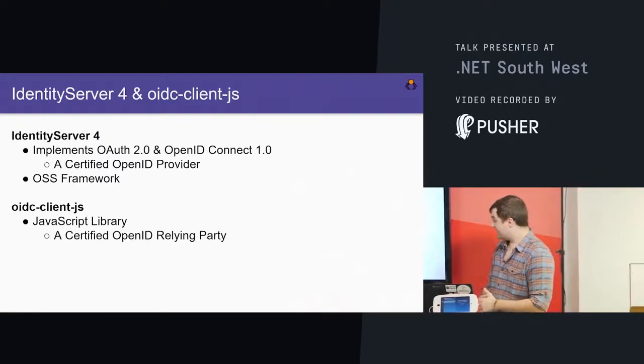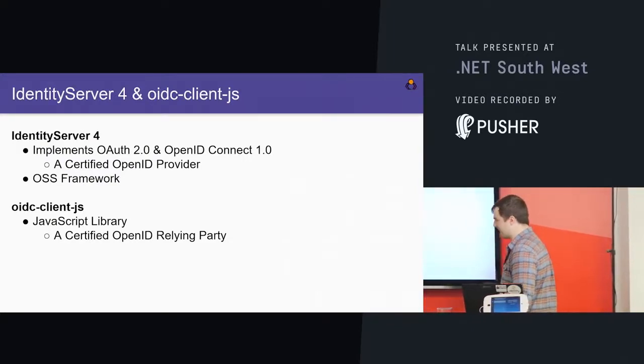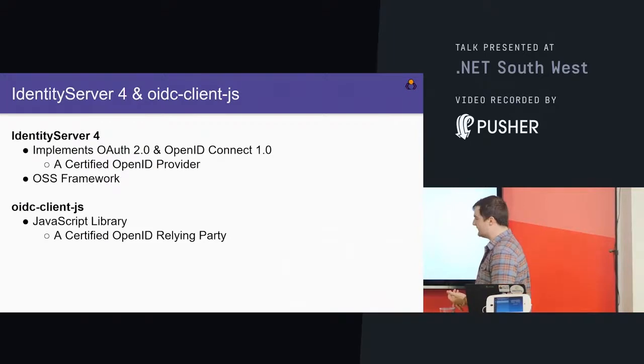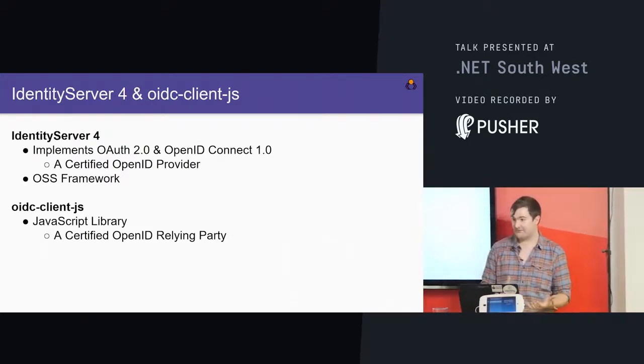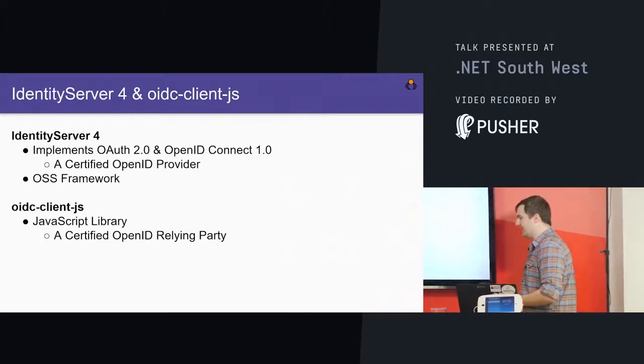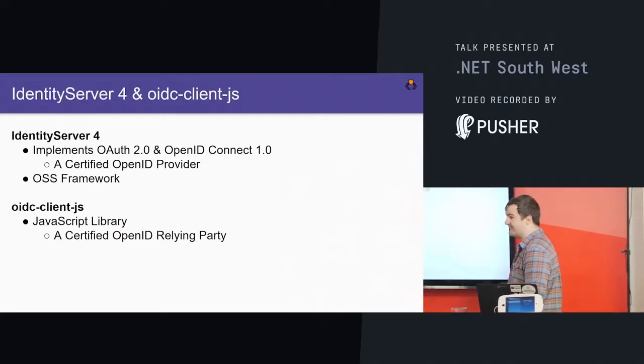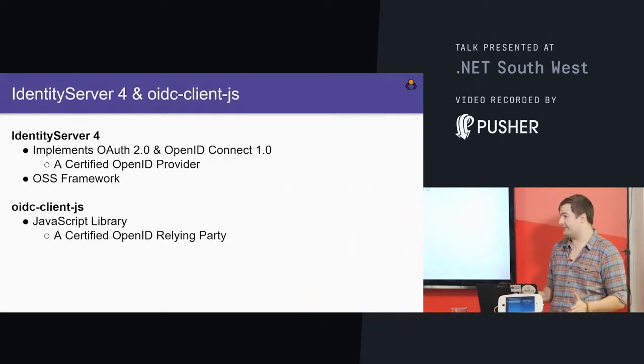And for the SPA itself, we're going to use another library, written by Brock Allen, called OIDC Client.js. Again, this is certified as a relying party, so it's certified that it verifies tokens correctly and can authenticate a user safely. There's a couple of others we could be using, one for TypeScript and one for Angular. But not everyone here is going to be using Angular, so let's use something a bit more vanilla. Vanilla JavaScript works with any of it.